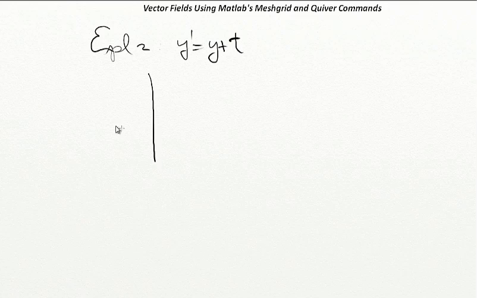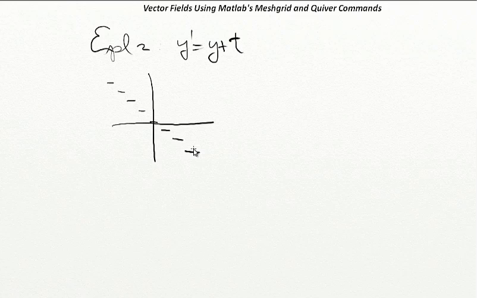Now for example 2. y prime equal y plus t. Not autonomous anymore, but we can still employ the same technique. Look at the level curves of y plus t. When y plus t equals 0, that's a 45-degree line going from the second to the fourth quadrant, and the slopes along that line will be 0.